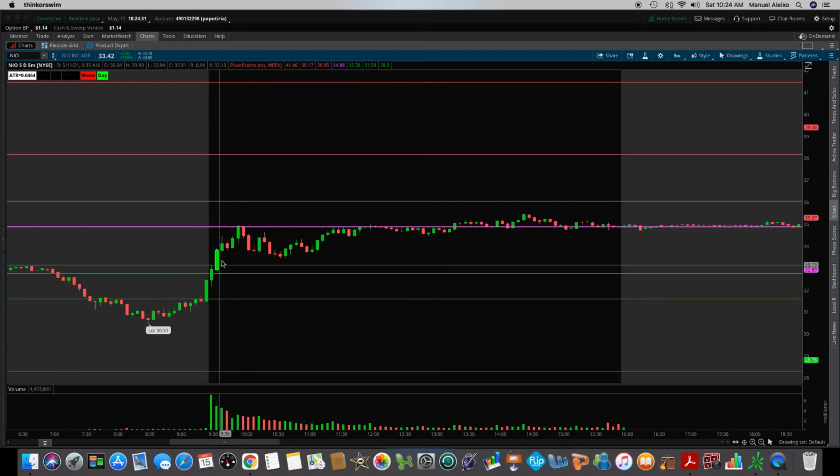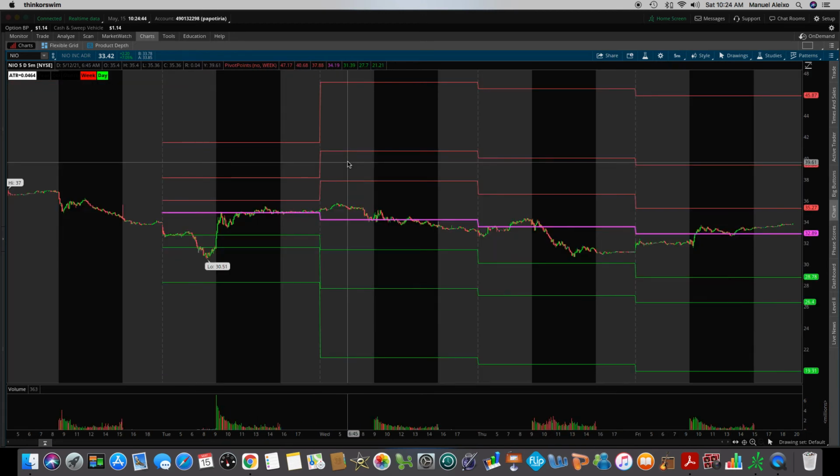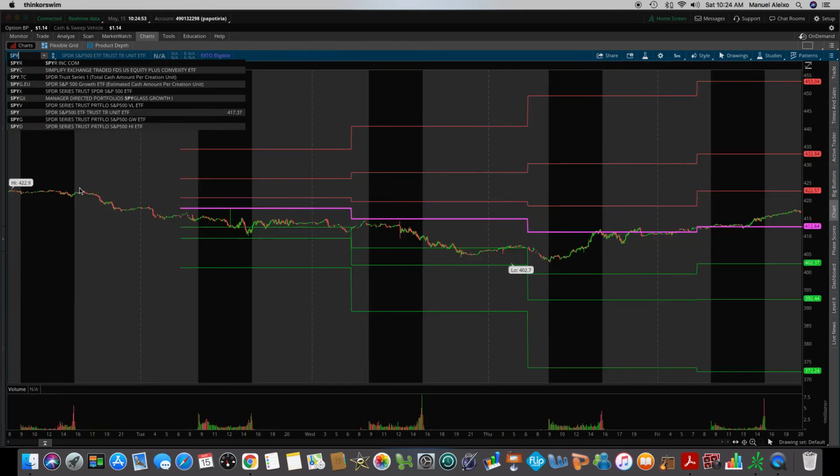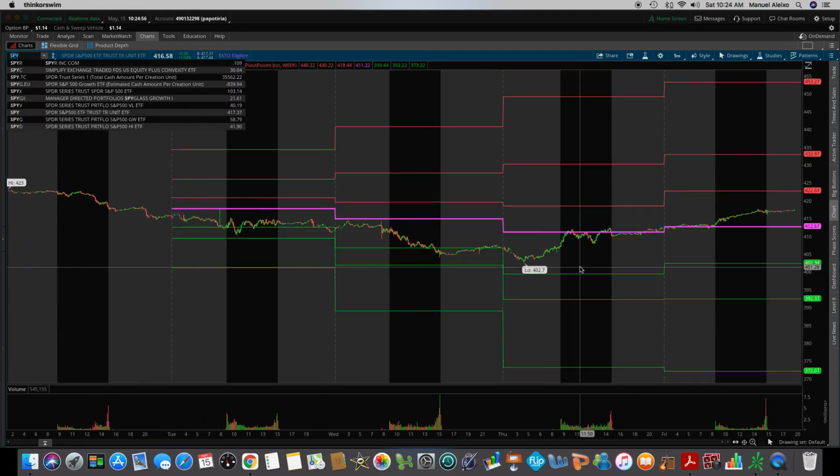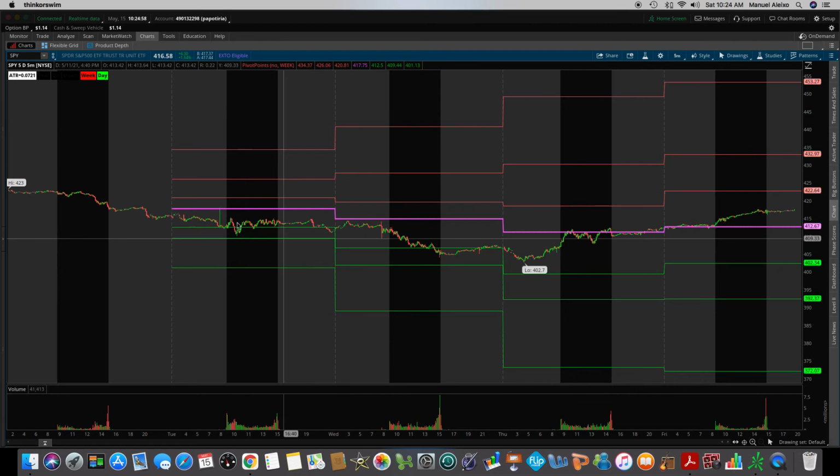But as NEO kept marching up, look what happened as soon as it got to that pivot line. The pivot line acted as an area of resistance and then pulled back. So this is a very good indicator that if you're in a trade, you kind of want to pay attention to it. You know, if you see that, here I'll show you another example. Let's look at the SPY. Okay, if you see here, look at this.